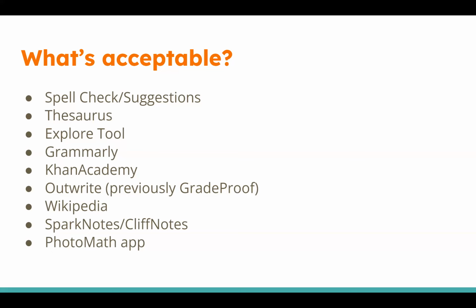Back in the day when I was in school, we had Cliff Notes. Well, Cliff Notes are now online. Students can get those for books and novels that they're reading. And Spark Notes is very similar to Cliff Notes, which is an online website as well. And then Photomath is an app where students can take pictures of their math problems, and it can help them solve the problem.